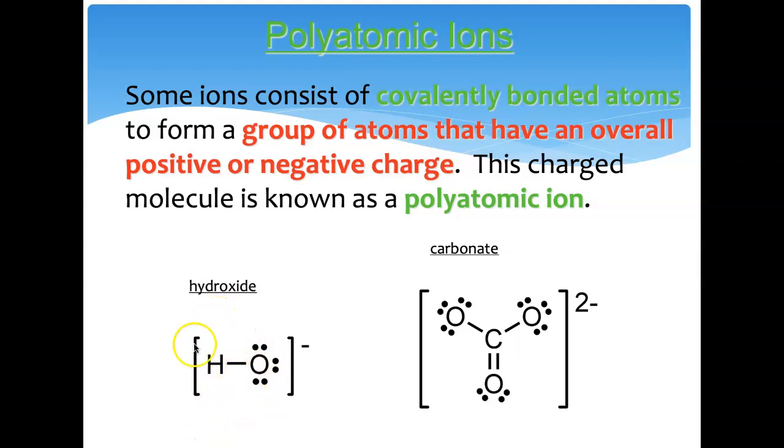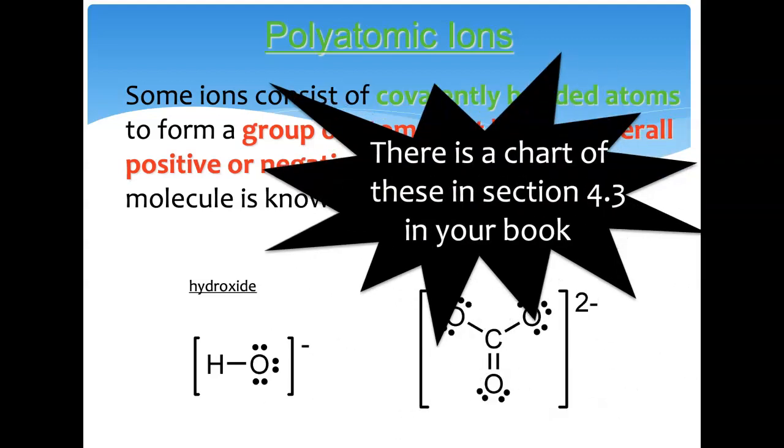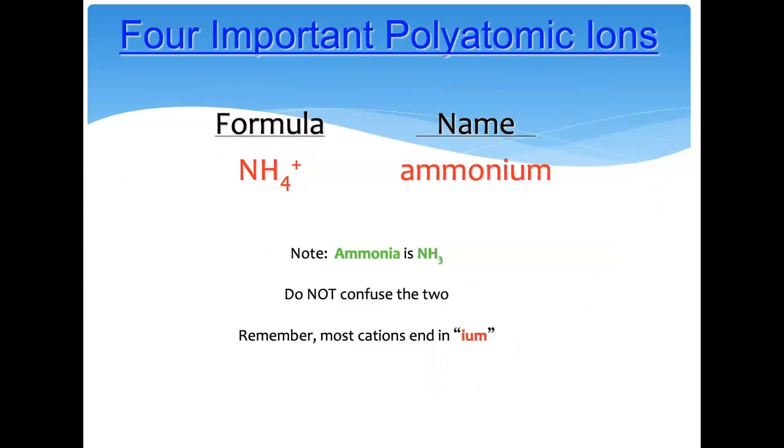These formulas and charges are basically carved in stone. We can't touch them or change them. We just have to work with them as they are. There is a chart of these on 4.3 in your book. Here's an example. Ammonium is NH4 with a +1 charge. It has 1 nitrogen, 4 hydrogens, and it has a +1 charge. And so that is one that you should know. Don't confuse ammonia and ammonium, by the way.